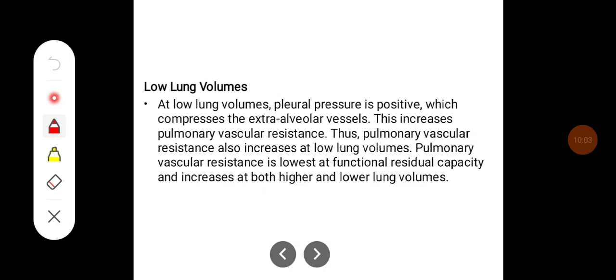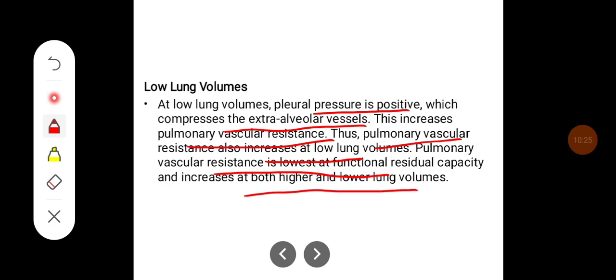Low lung volumes. At low lung volumes, pleural pressure is positive, which compresses the extra-alveolar vessels. This increases the pulmonary vascular resistance. Thus, pulmonary vascular resistance also increases at low lung volumes. Pulmonary vascular resistance is lowest at functional residual capacity and increases at both higher and lower lung volumes.